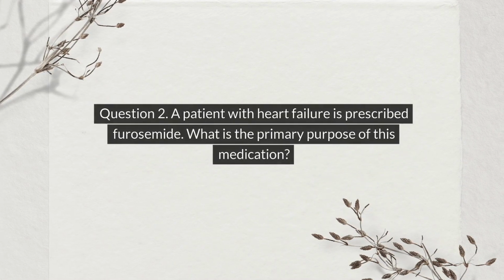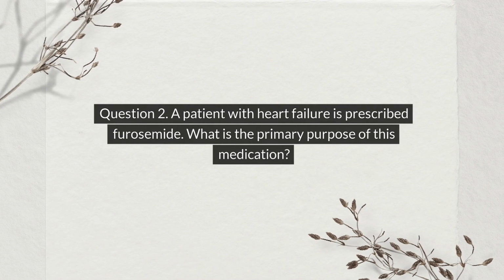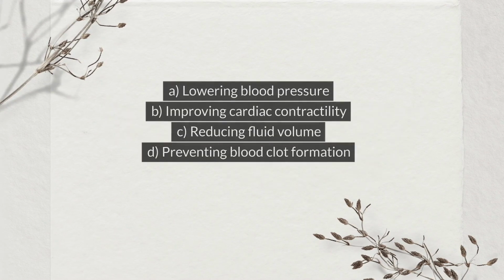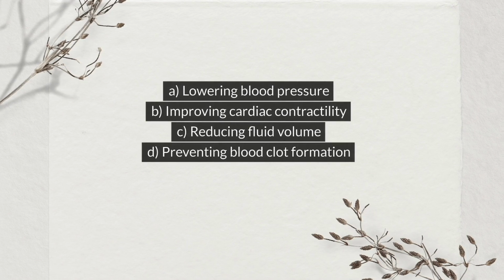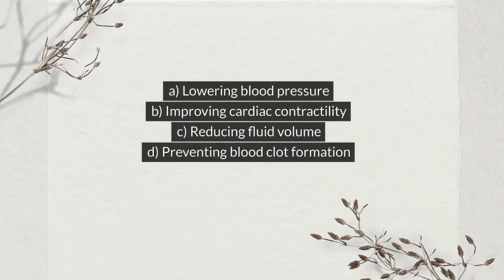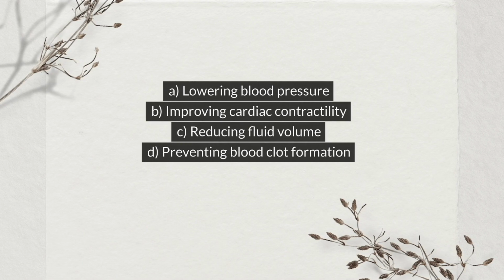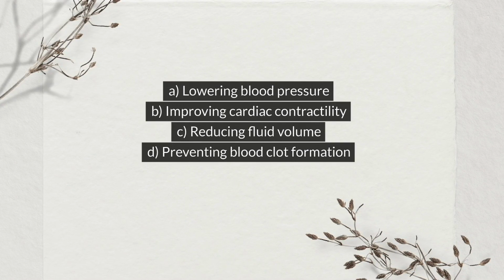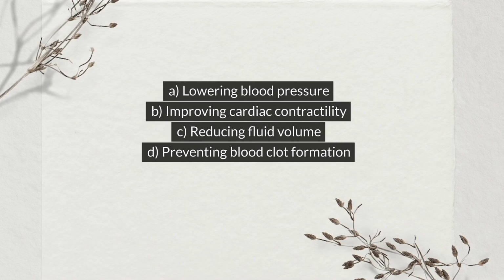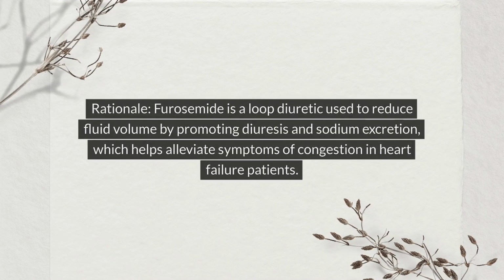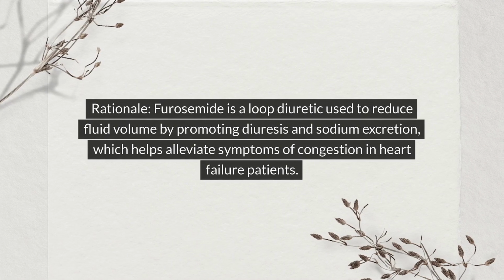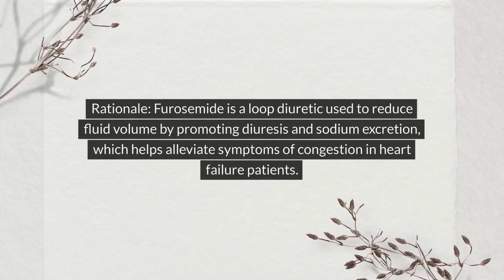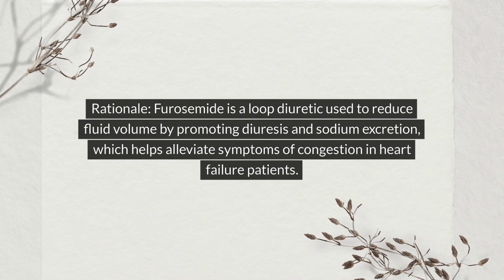Question 2. A patient with heart failure is prescribed furosemide. What is the primary purpose of this medication? A. Lowering blood pressure. B. Improving cardiac contractility. C. Reducing fluid volume. D. Preventing blood clot formation. Rationale. Furosemide is a loop diuretic used to reduce fluid volume by promoting diuresis and sodium excretion, which helps alleviate symptoms of congestion in heart failure patients.